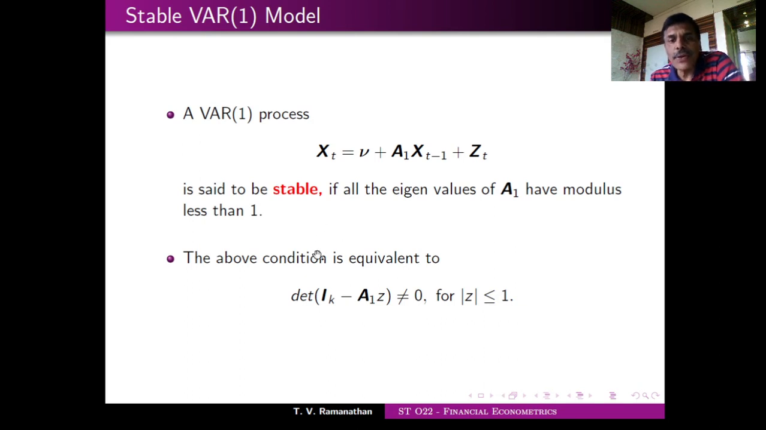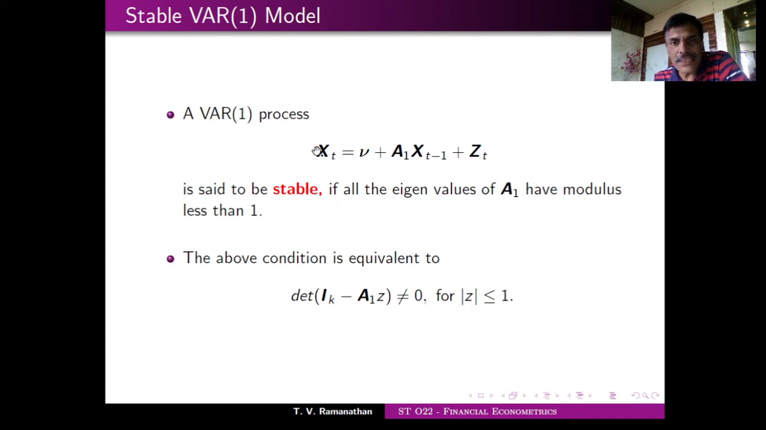What is the definition of eigenvalue? The determinant of I_k minus A1 z is not equal to 0 for mod z less than or equal to 1. So for mod z less than or equal to 1, if this determinant is not equal to 0, then we can say that this is stable. So the condition that the eigenvalues of A1 are less than 1 is equivalent to this condition. This is called the stability condition.